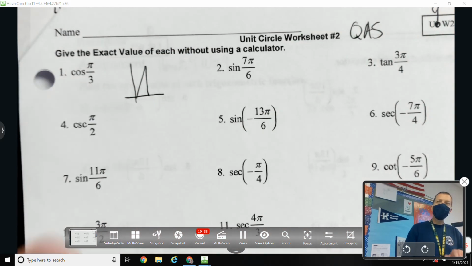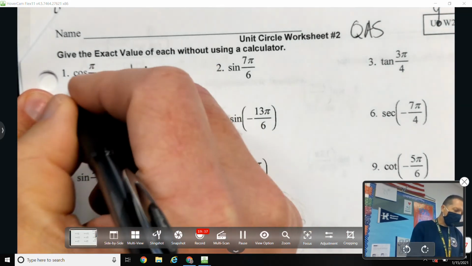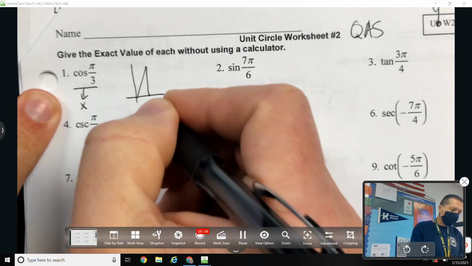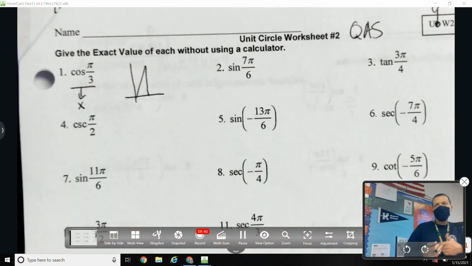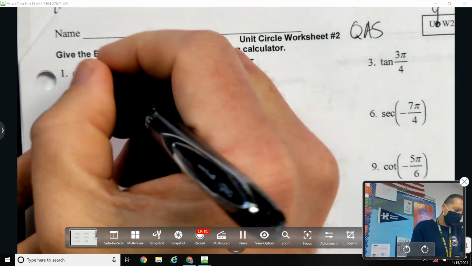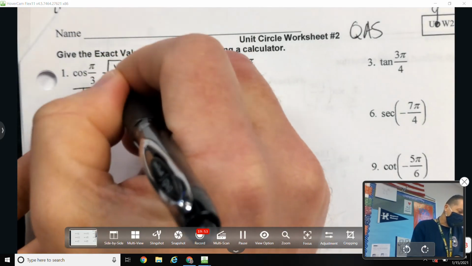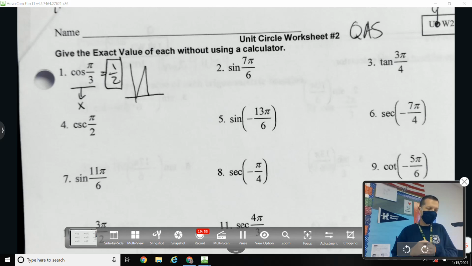I'm going to skip a step. Cosine is x. So really, I don't need all the sides of that triangle. I just need the x side. How long is the x side in that triangle? 1/2. How'd you know it was 1/2? Because it's a short side. So my answer is 1/2. I didn't need the unit circle.